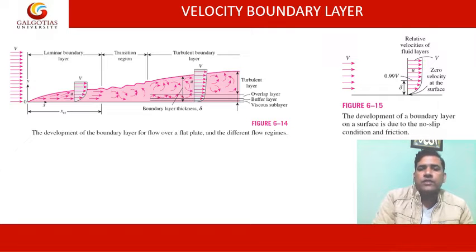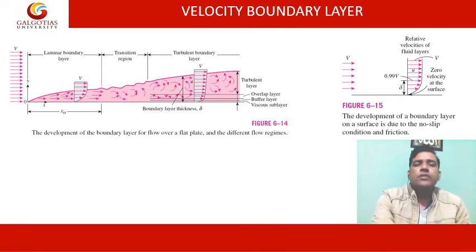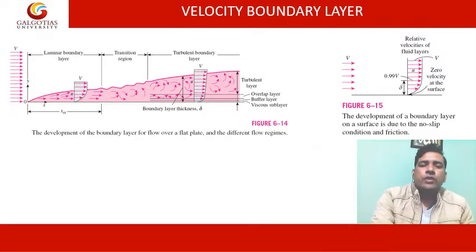As you can see, this figure fully explains itself, how the velocity boundary layer changes. This is the typical change in the velocity, and you can see the development of the boundary layer on a surface due to the no slip condition and friction.